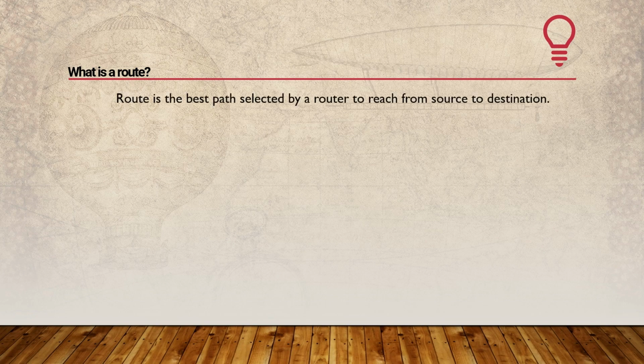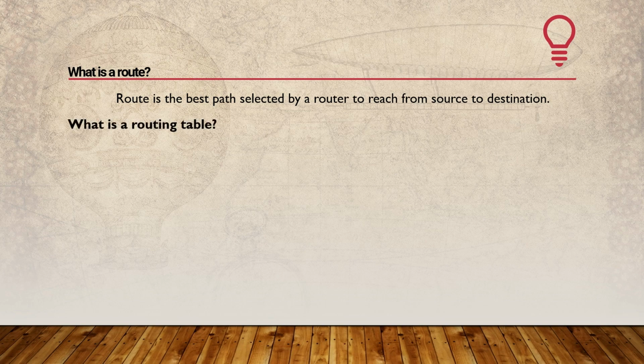Now, what is a route? A route is the best path selected by a router to reach from source to destination. In our example, the route towards Delhi. If I am designing to go to Delhi from Chennai, I need to select the best path. That best path will be selected using some mechanisms. Those mechanisms we will be discussing in upcoming videos.